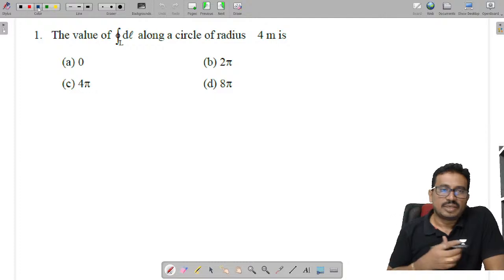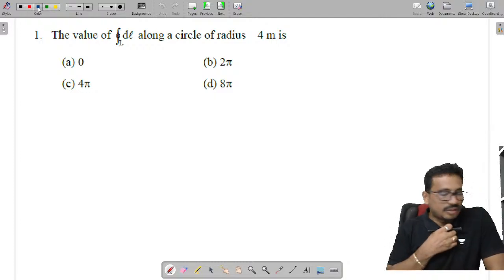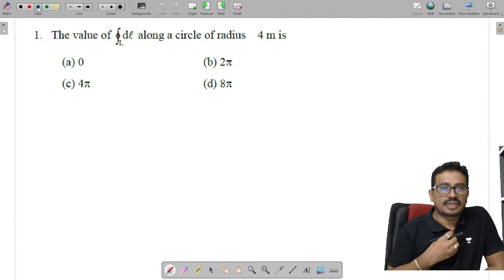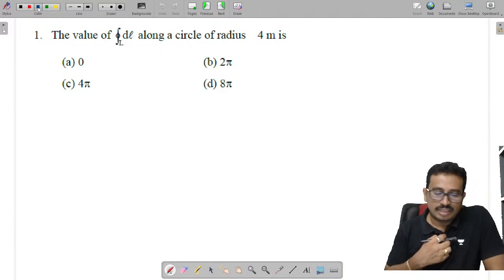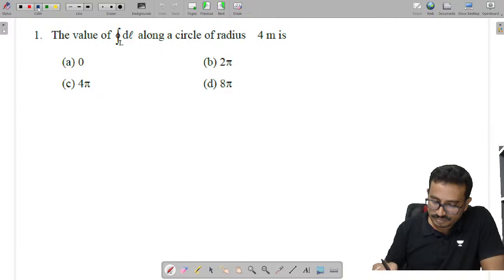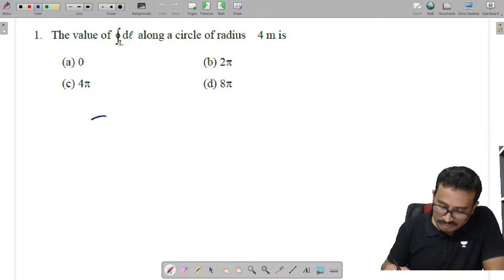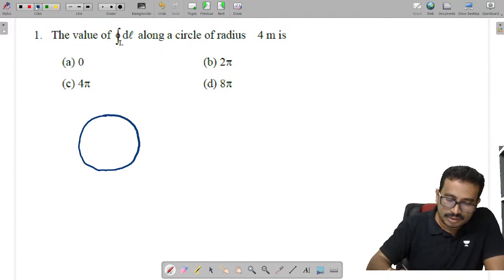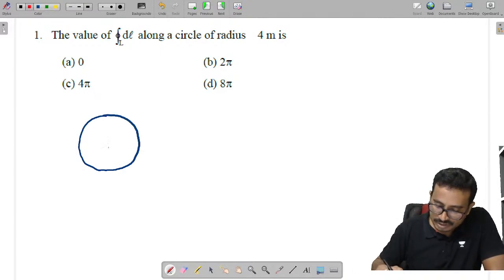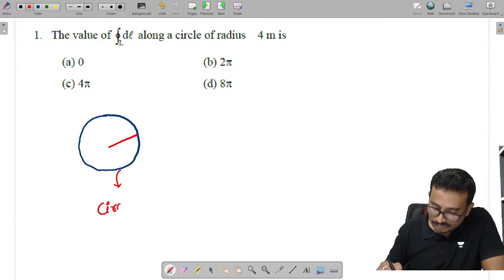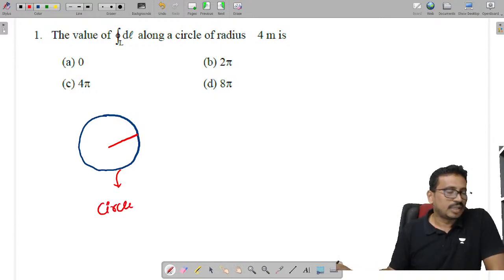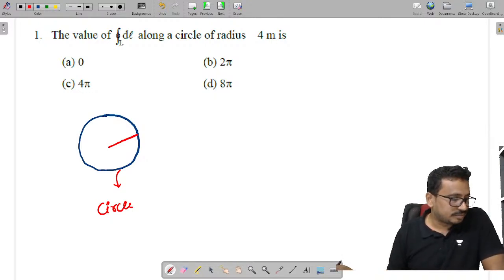Look at now here. The value of the closed line integral of dl along a circle of radius 4 meters. So this is the circle, the circle having the radius given. Let us consider this is a circle of radius rho. Can I call this circle a cylinder? Can I consider a circle as a cylinder? All of you tell me.